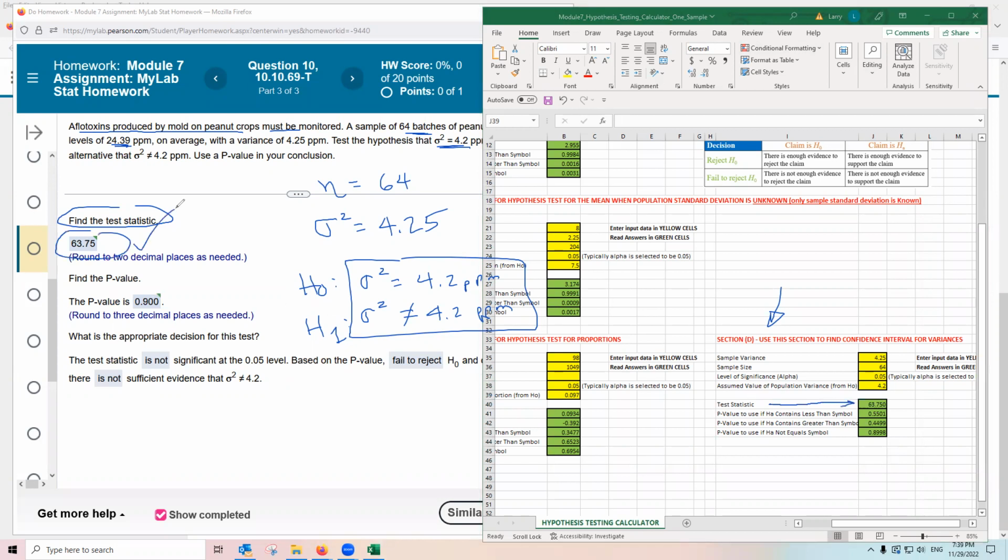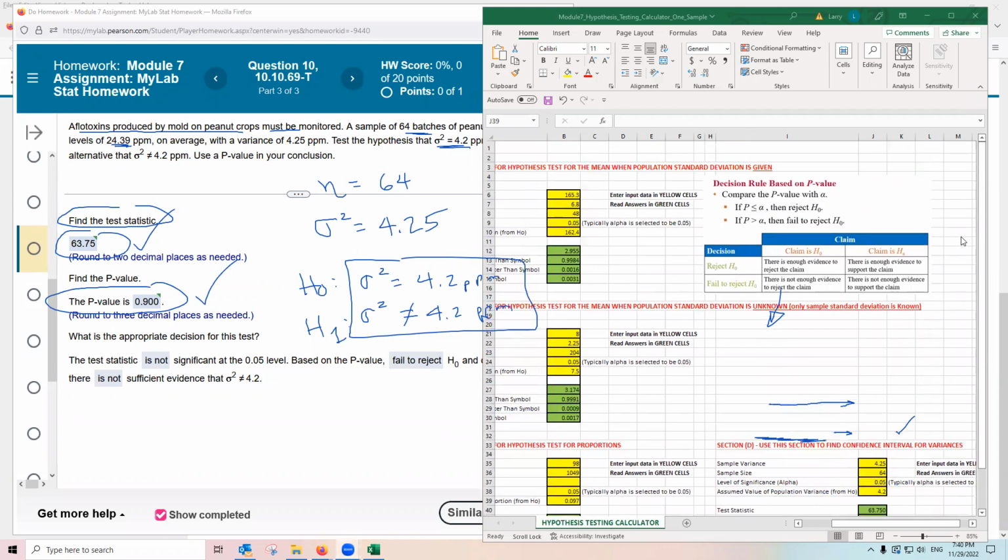63.75. There it is. I've got to be careful with the p-value because in this case, our alternative used the not equal symbol. So that means we've got to go with this p-value down here, which is 0.8998. That would round to 0.900. And let's go to a decision then. Let me scroll up here a little bit. We want to come to a decision.